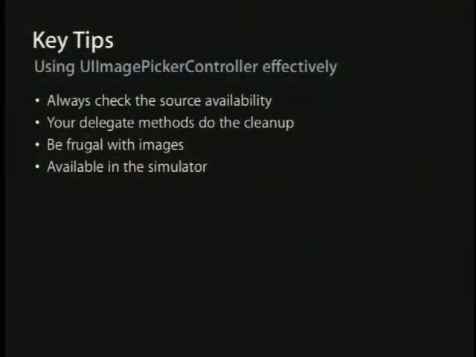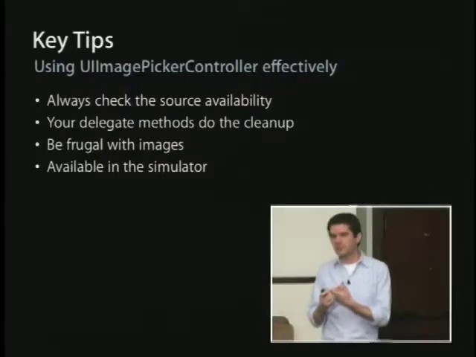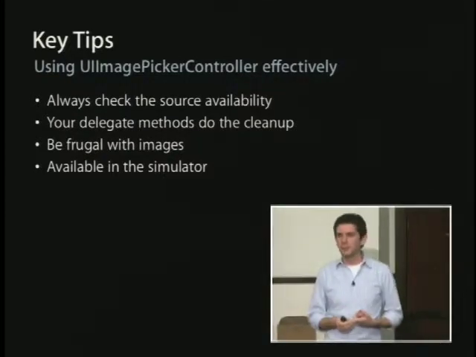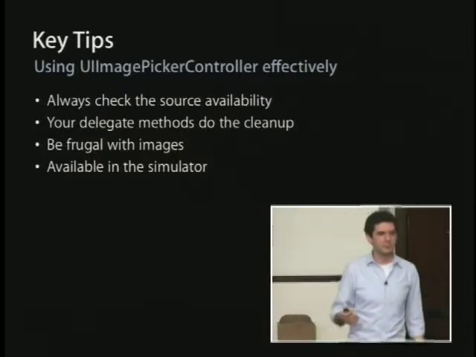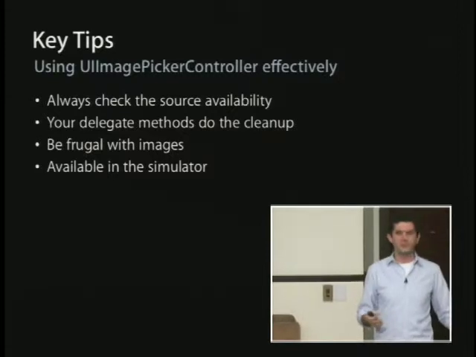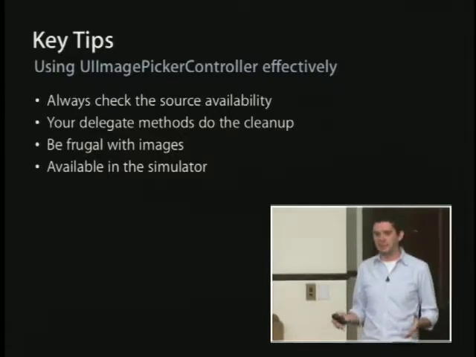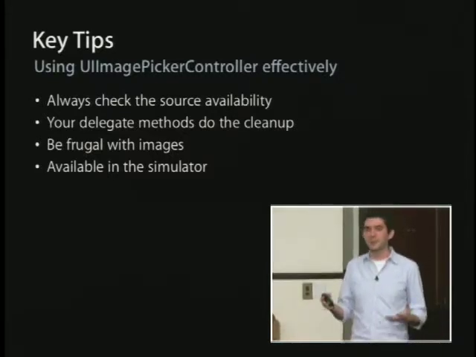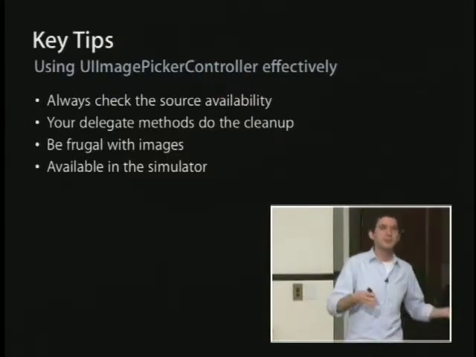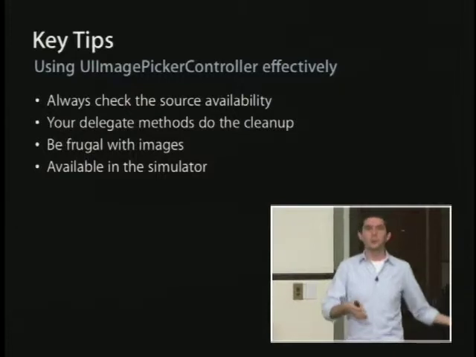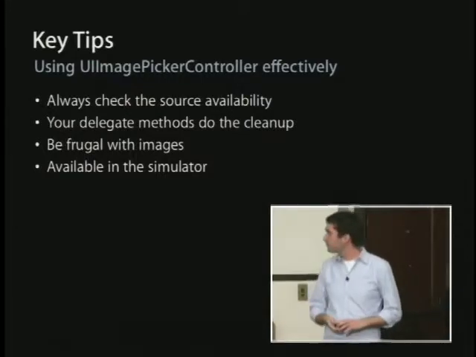All right, so we kind of covered all these points. I just want to put them together in one spot because they're all pretty important. So using image picker controller effectively. Always check that the source type that you're interested in is available. You don't want to fail to check this and have things just silently fail for the user when they're on an iPod Touch. If part of your application is, it's super important that you have a camera because your app just can't work without it, check the source availability first and notify the user gracefully that it's not going to work on this device if they're on an iPod Touch.